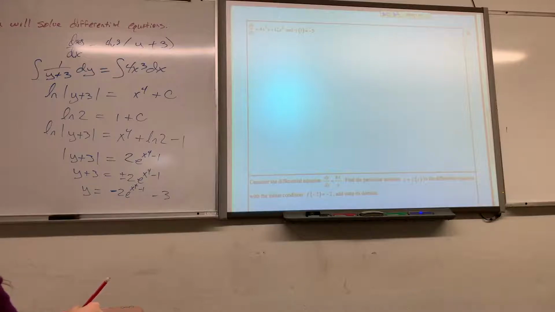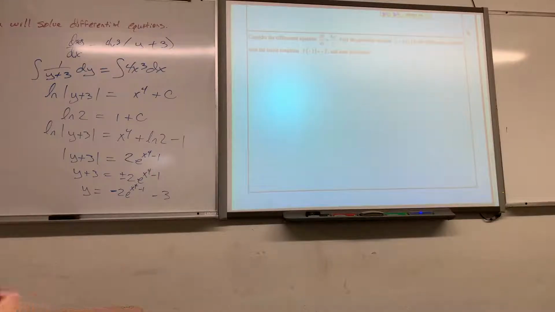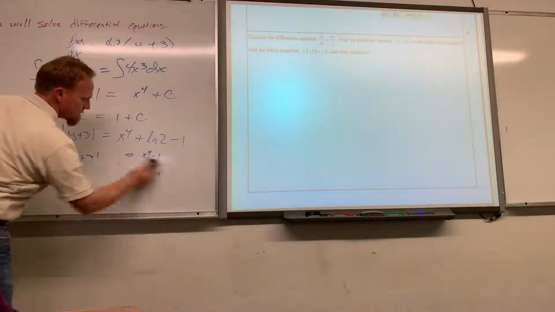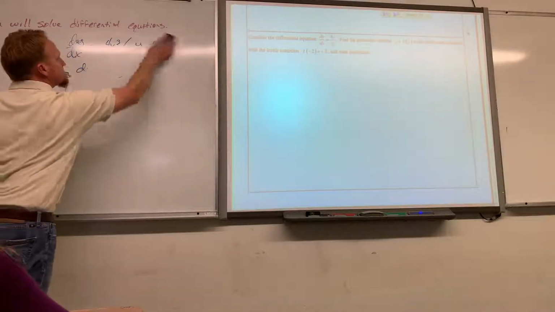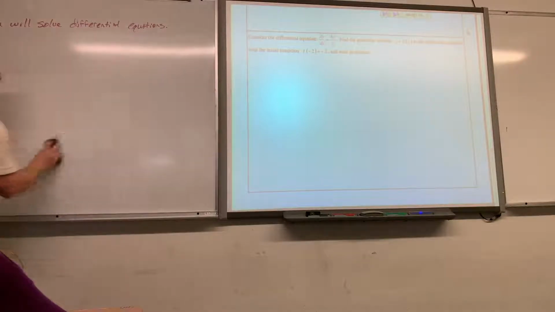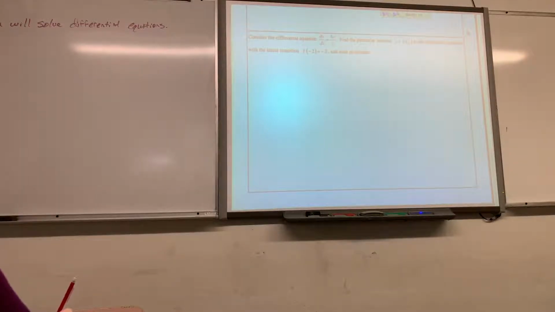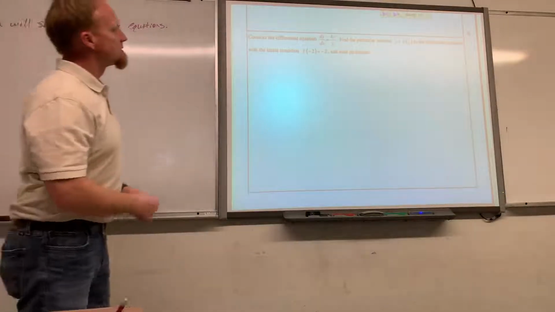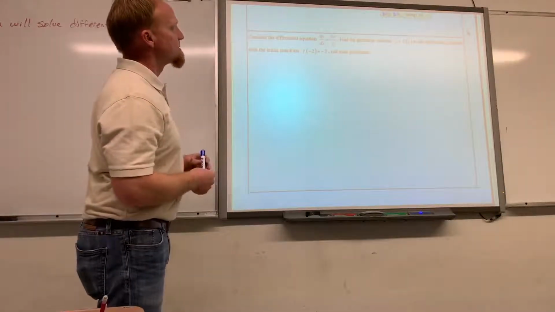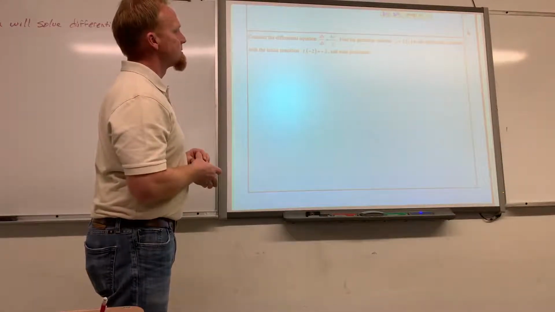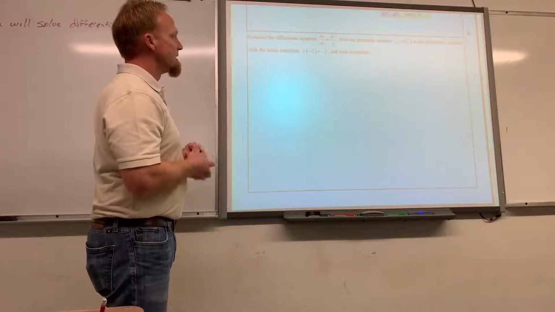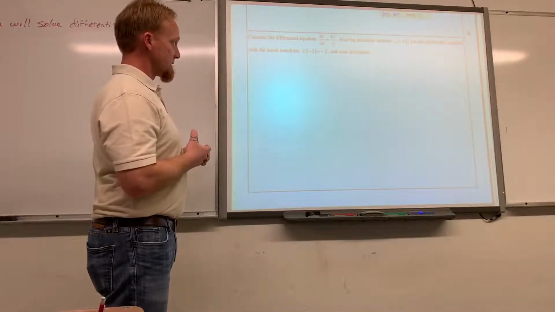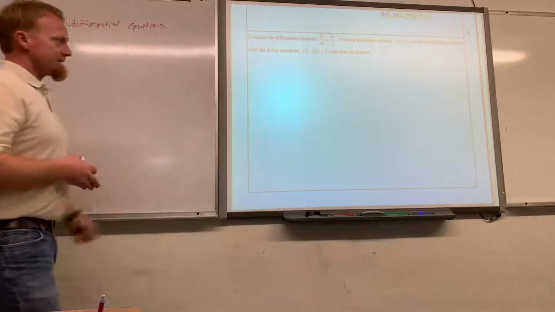All right, last one. Consider the differential equation dy over dx equals 4x over y. Find the particular solution y equals f of x to the differential equation with the initial condition of f of negative 2 equals negative 2. And state its domain.